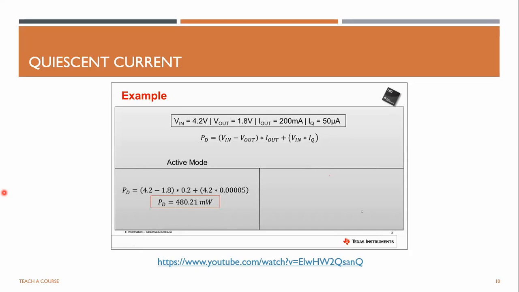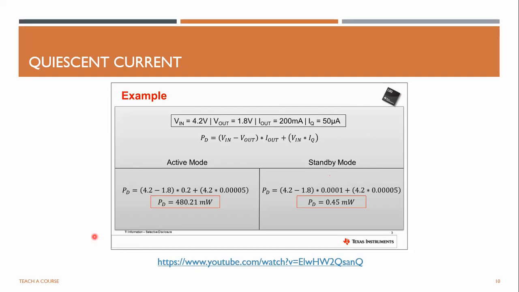What happens when the application switches to standby mode, where quiescent current plays a much greater role in power dissipation? Let us say that the output current while in standby mode is 100 microamps. The dissipated power becomes 0.45 milliwatts. In this example, quiescent current contributes to nearly 50% of the power dissipated.